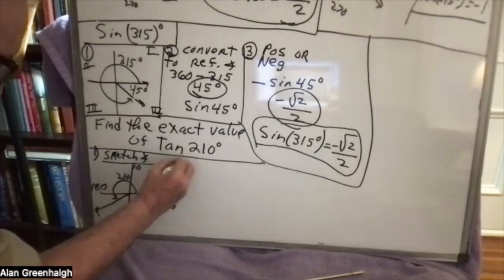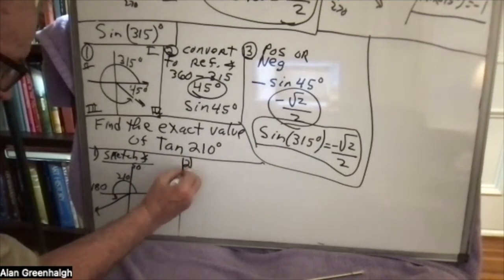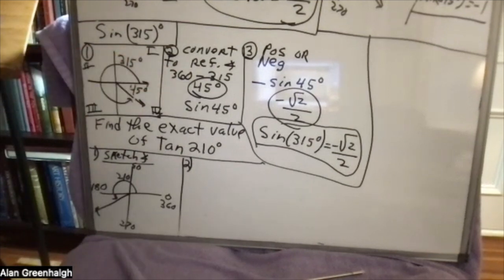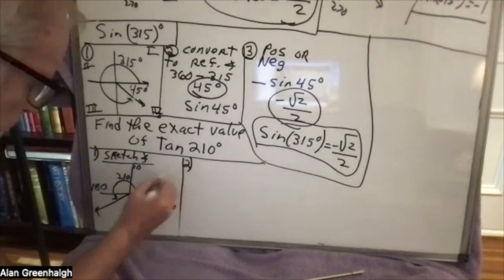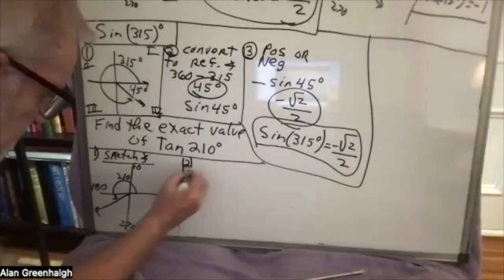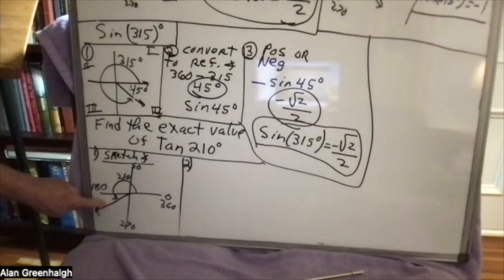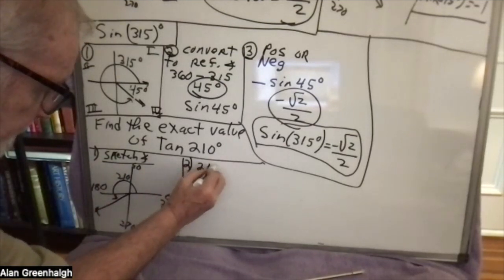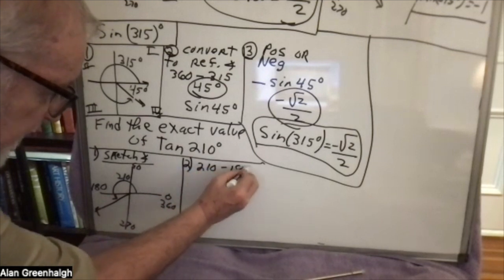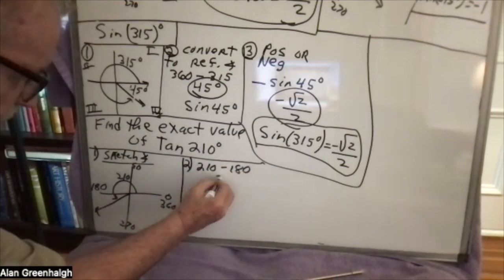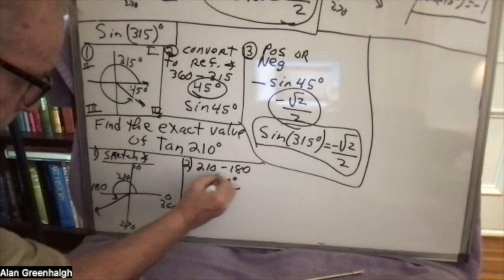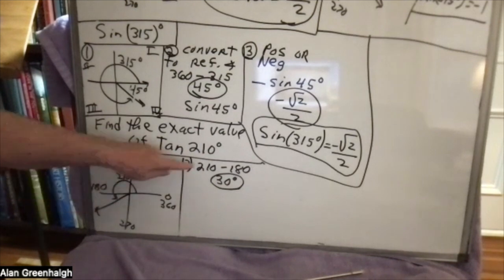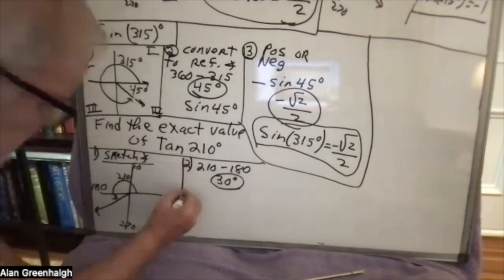And step 2 is to convert to a reference angle. In the third quadrant, that will be the angle minus 180. And that will be 30 degrees. Okay, so we now know where it's located. We now know what the reference angle is.